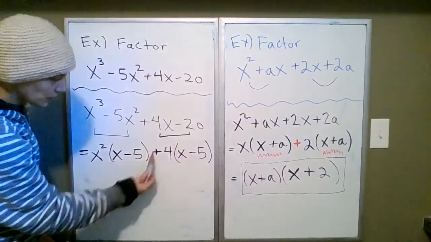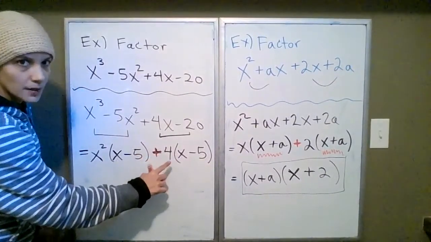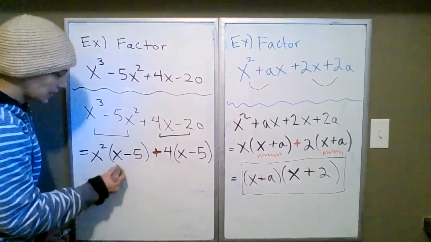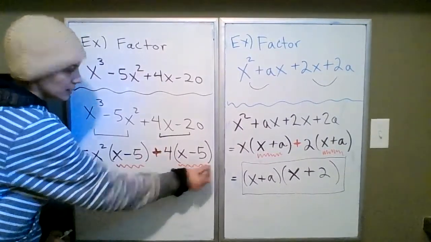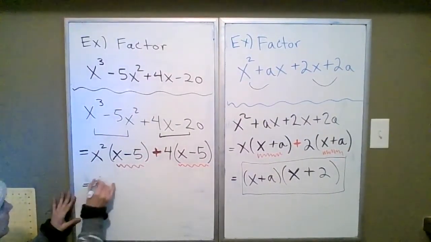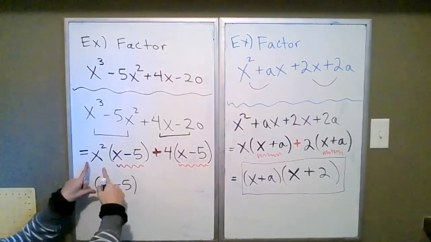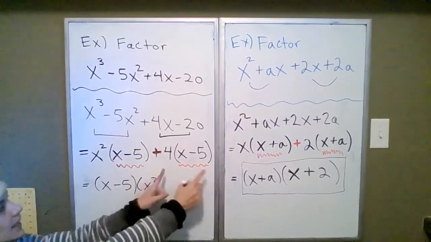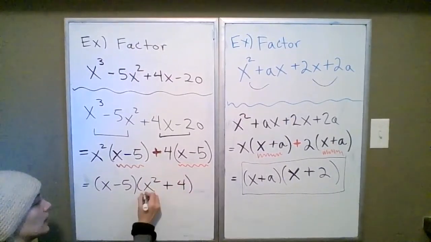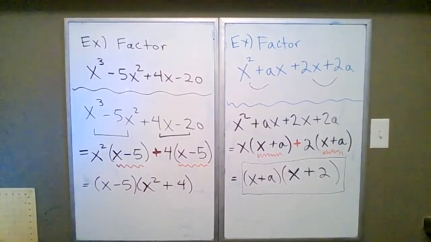Okay, so there's this term plus the second term. So from this pair, there's x minus 5 in common. So we're going to factor out x minus 5 from both of those terms. Take it out of the first term and it leaves the x squared. Take it out of the second term and it leaves behind a plus 4, positive. Okay, and that's the answer.